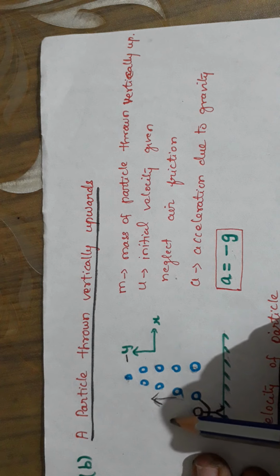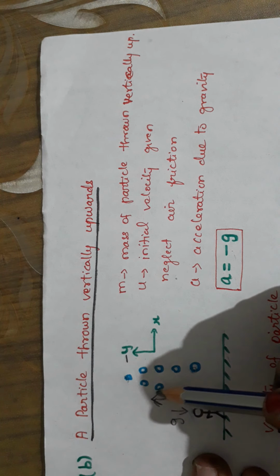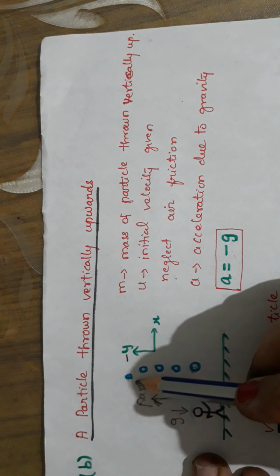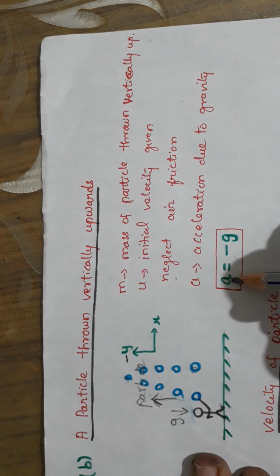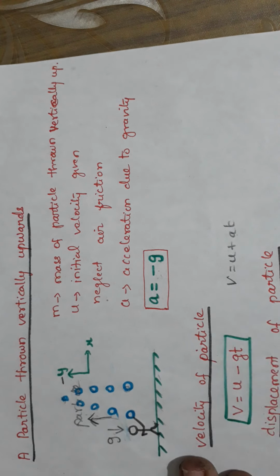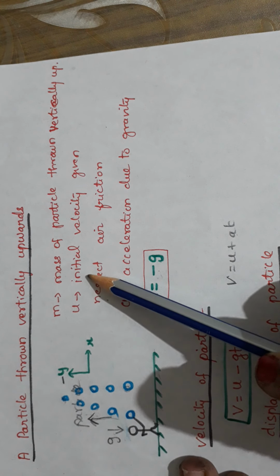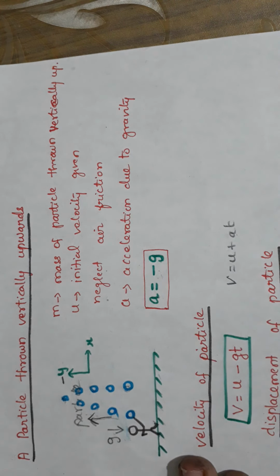whereas g is in the downward direction, right? The particle is moving in the upward direction. So the particle direction and g direction are opposite. So a is equal to minus g. So m is the mass of the particle, u initial velocity is given, neglect air friction, a is acceleration due to gravity.